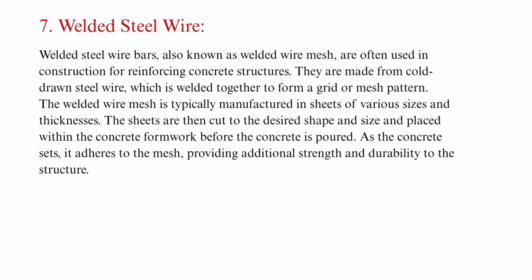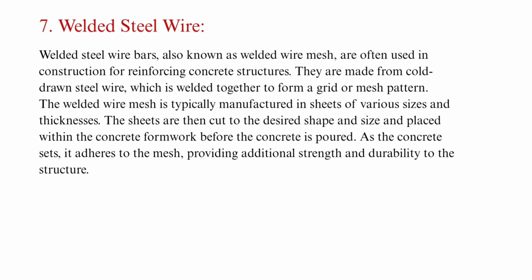Now the next is welded steel wires. Welded steel wire bar, also known as welded wire mesh, is often used in construction for reinforcing concrete structures. They are made from cold drawn steel wires which are welded together to form a grid or mesh pattern. The welded wire mesh is typically manufactured in sheets of various sizes and thickness.